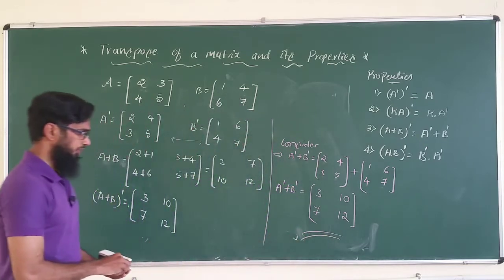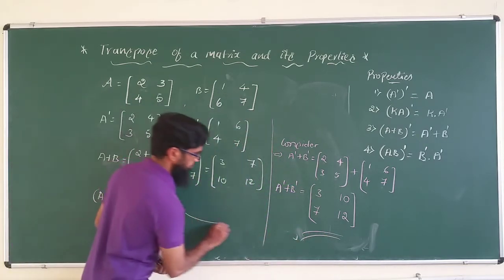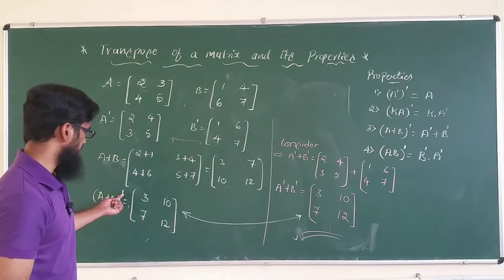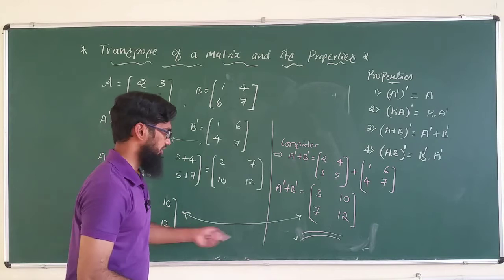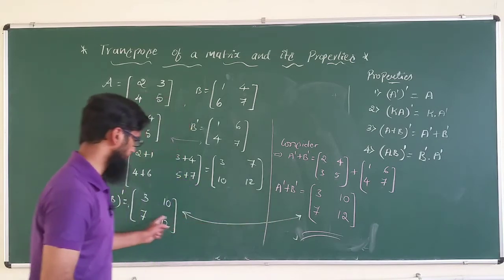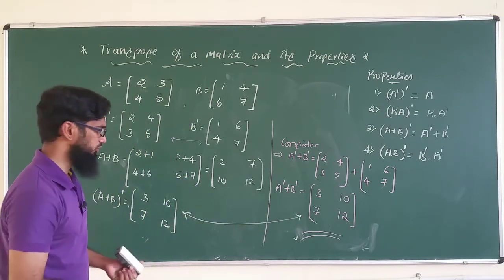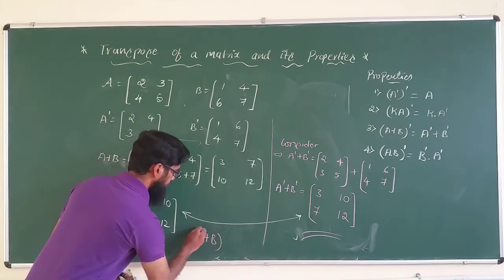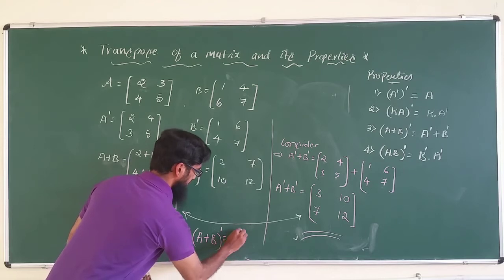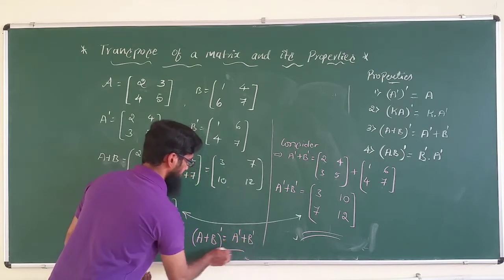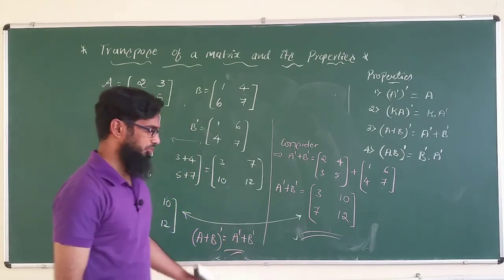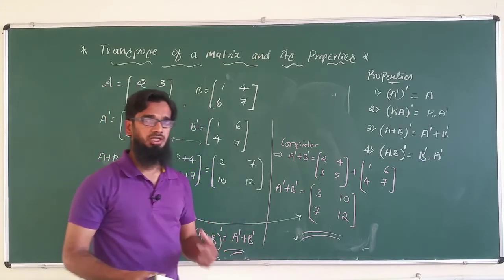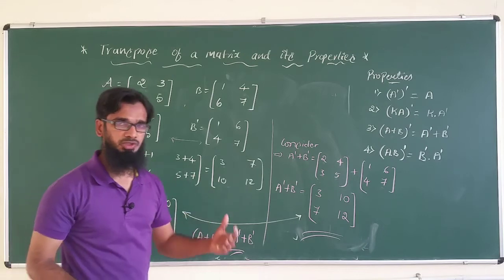So now we just compare these two. What I am getting here is that (A plus B) whole transpose is equal to the same matrix A transpose plus B transpose. Both are the same. So from these two we have proved that (A plus B) whole transpose is equal to A transpose plus B transpose. This is a very important property which will be helpful somewhere.